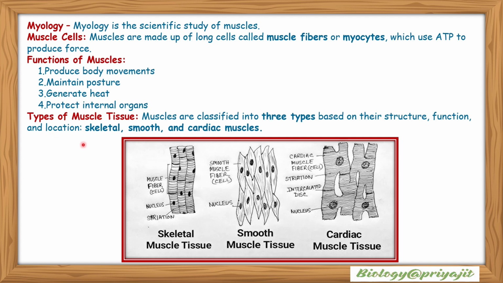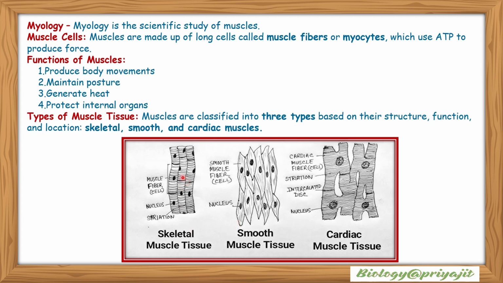Now we go to types of muscle tissue. Muscle tissue can be classified into three types based on their structure, function and location. They are skeletal muscle tissue, smooth muscle tissue and cardiac muscle tissue. This is a diagram explaining the structural features of three different types of muscles.